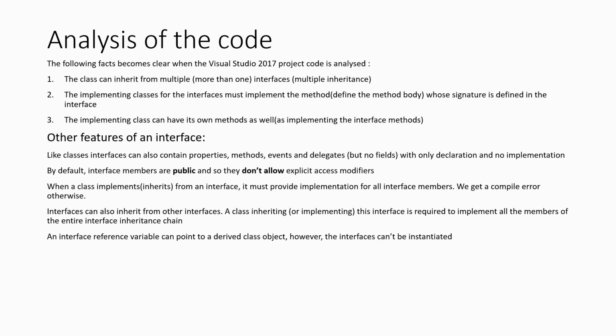No. An interface reference variable can point to a derived class object. However, interfaces cannot be instantiated. This is an important point which we'll see in one of the next lectures.